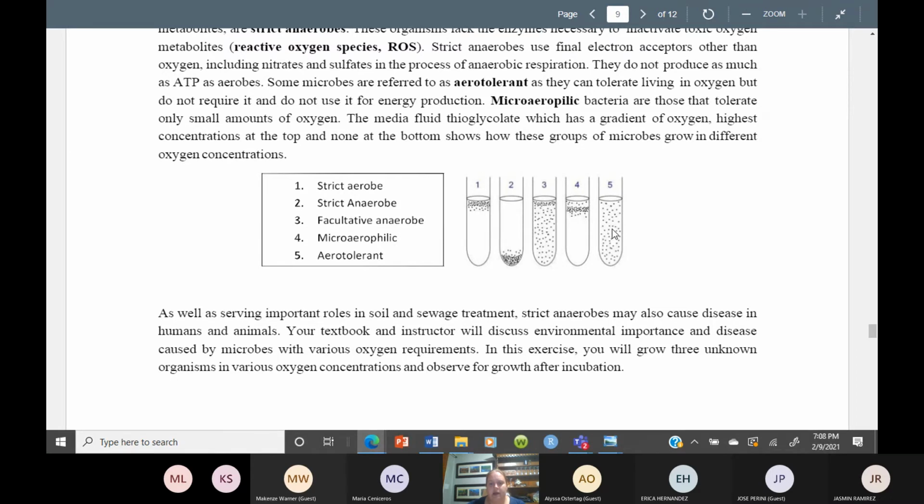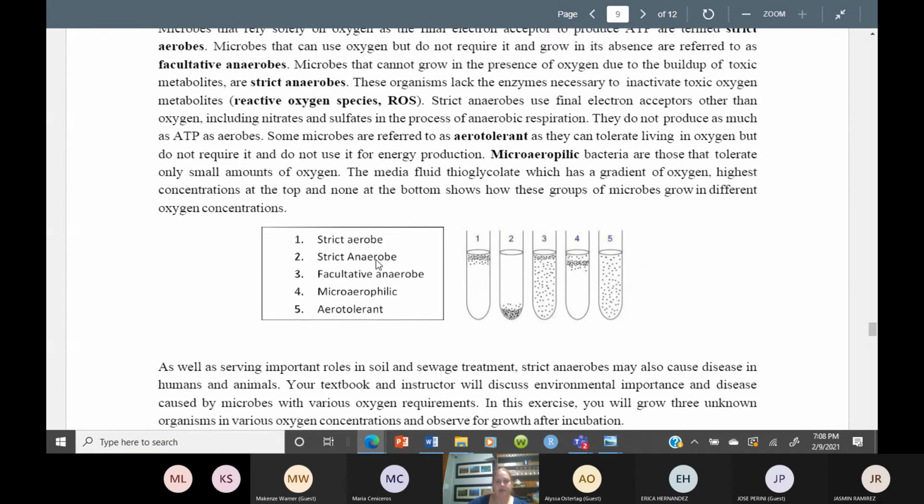Aerotolerant bacteria, on the other hand, do not require oxygen and do not use oxygen, but can tolerate it. So they're a little bit more on the side of anaerobic bacteria, but they can tolerate oxygen, and so they can pretty much grow anywhere they want to in this column, in high oxygen, in low oxygen, and no oxygen. They can tolerate the oxygen, but they don't use it for growth. So those are the 5 different types there.